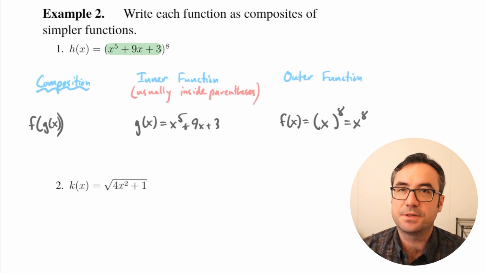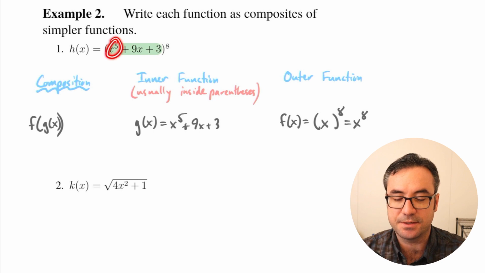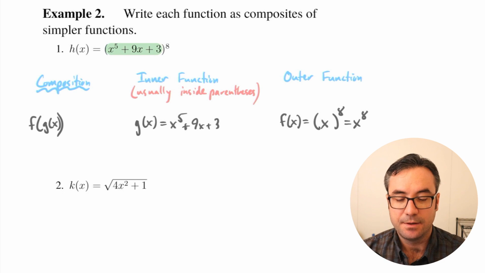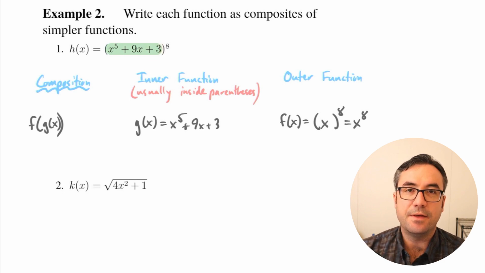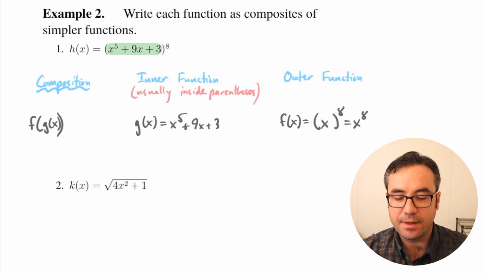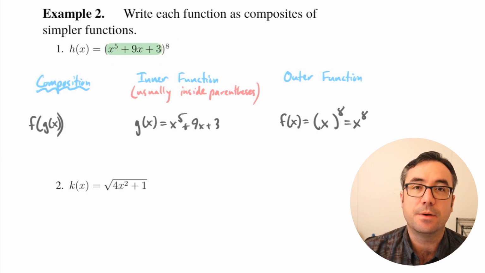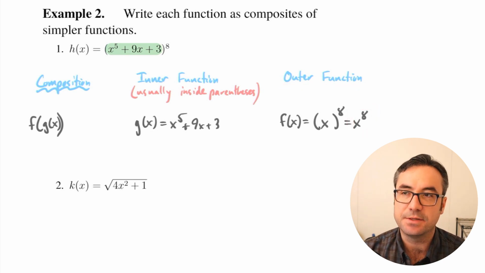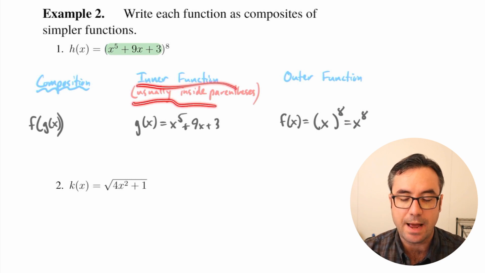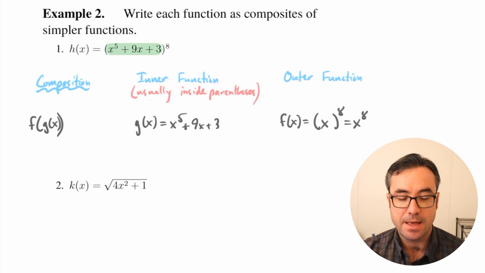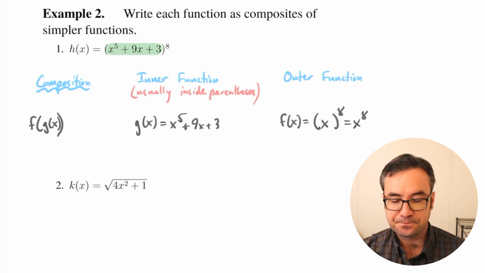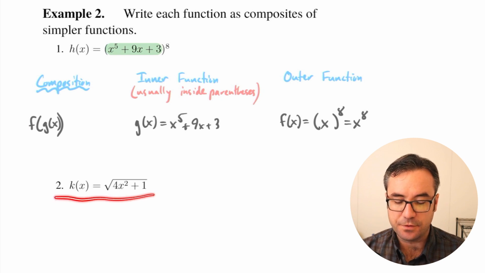So if we were to type this, say, into a calculator, the first thing I would do with x is raise it to the power 5. Then I would add to it 9x. Then I would add 3. And then the last thing I would do is I would take that whole result, and I would raise all of it to the power 8. So usually the outer function is the last thing that happens. And then the inner function is usually what happens inside the parentheses. And so, check this out. It'd be good practice.